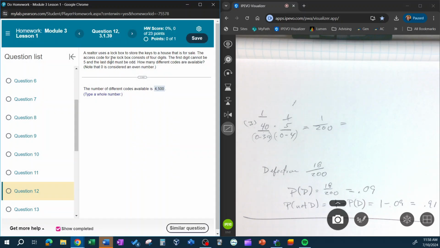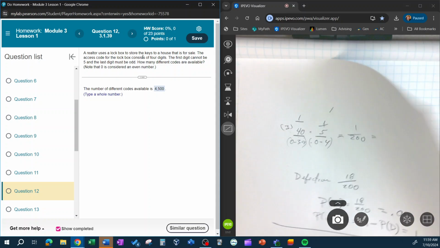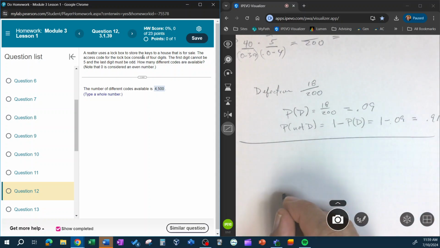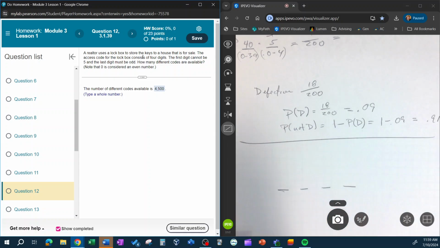This one is also the fundamental counting principle. A realtor uses a lockbox to store the keys to a house that is for sale. The access code for the lockbox consists of 4 digits. So basically, you have 4 digits here. The first digit cannot be 5, and the last digit must be odd. How many different codes are available? Note that 0 is considered an even number.